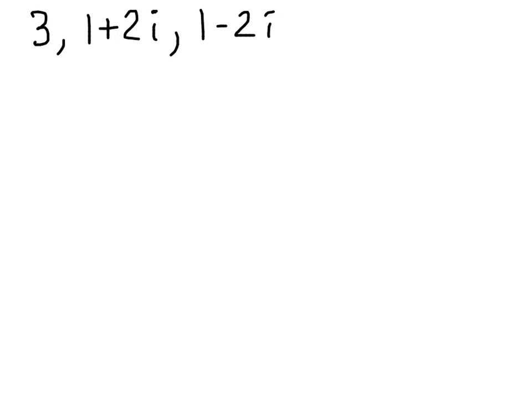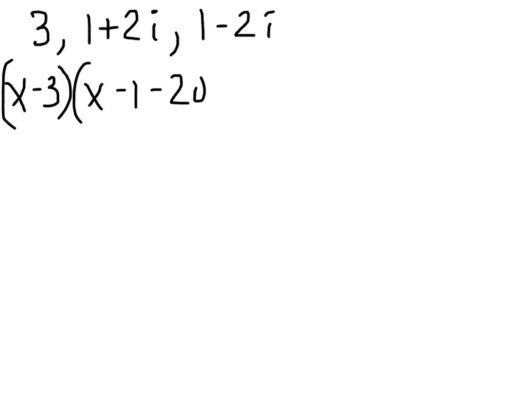1 minus 2i. And then I got x minus 3. X minus 1 minus 2i. X minus 1 plus 2i. Quick question for you. What's the difference between this and the previous 2? This one has imaginary numbers. This has i's. Right, imaginary numbers. The other ones didn't. Okay? Which two do you want to multiply together first?